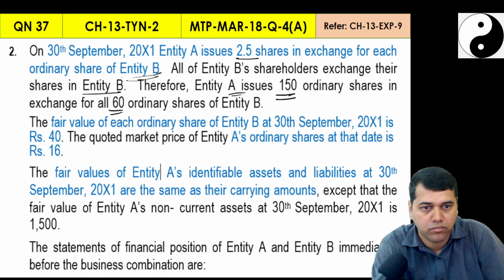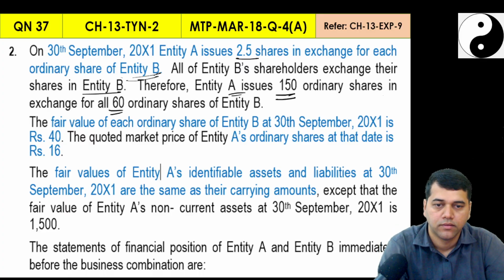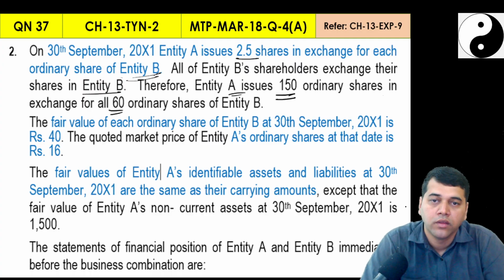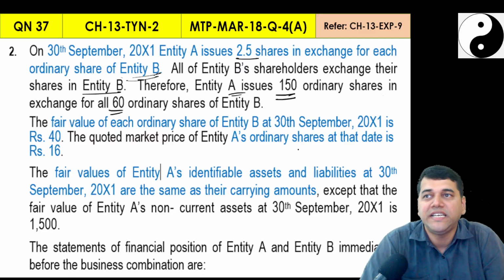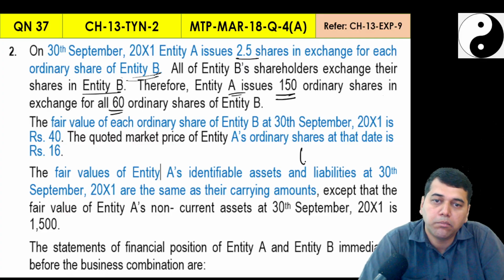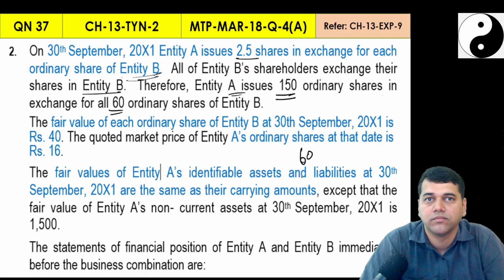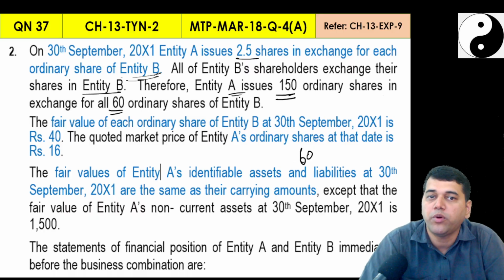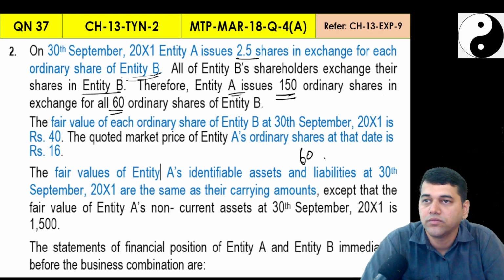Dear students, kindly understand, this question is different, which has not even come for exam. In this, already there was one entity B, whose number of shares were 60. Now, A took over them and issued 2.5 shares for every single share. So, how many shares they issued? 150 number of shares they have issued.